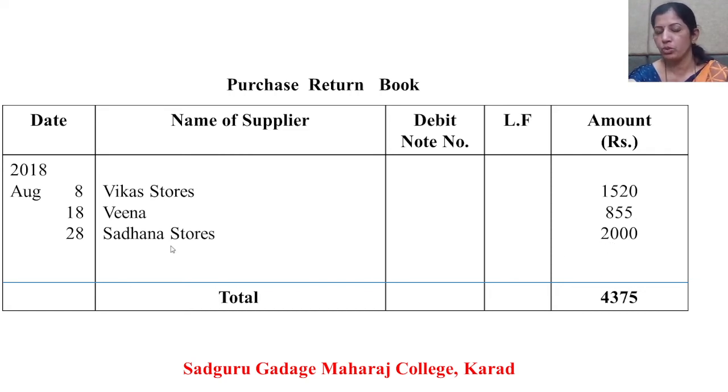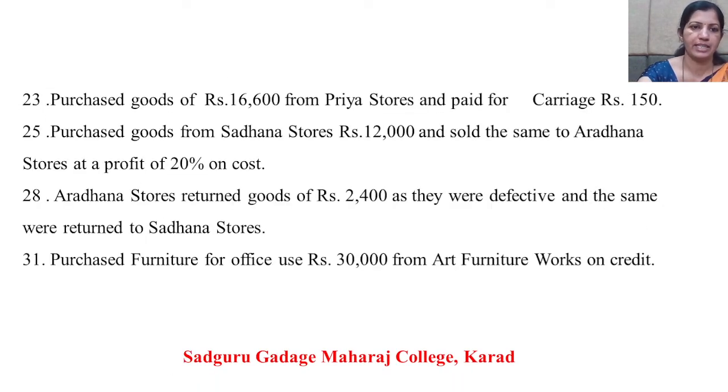Sadhana stores. We purchased goods from Sadhana stores and same goods sold to Aradhana stores at 20% profit on cost. This is the basic transaction. And from that goods, the goods of rupees 2,400 was defective and that's why returned. We record the sales return in a sales return book. Now we are recording purchase return book and for that value is 2,000. How we calculate 2,000? For 12,000 च्या goods वरती profit आहे 14,400. Then for 2,400 किती? But 2,400 into 14,400 upon 12,000 and the value we got is 2,000. Understand? Then the next transaction, last.